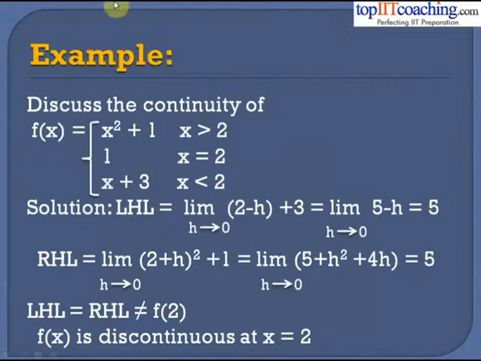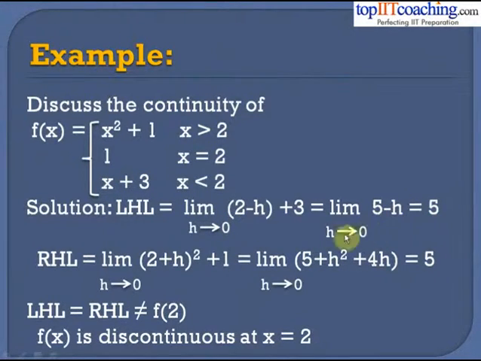Now let's try to again see an example to understand this. Discuss the continuity of f(x) equal to x square plus 1 when x is greater than 2, 1 when x is equal to 2, and x plus 3 when x is less than 2. Now let's first try to calculate the left hand limit. So the function is x plus 3 when x is less than 2. Now let us say that x is equal to 2 minus h and h tends to 0. So we put the value of x here in this expression and get the limit as equal to 5.